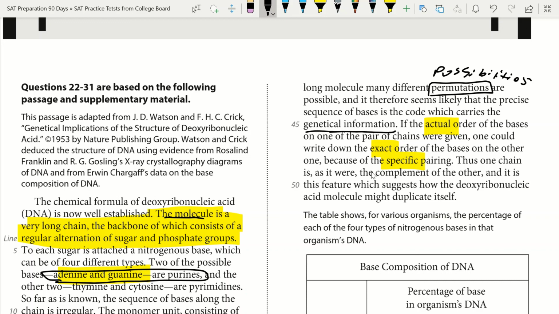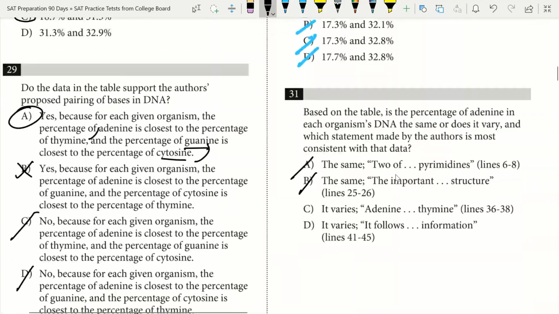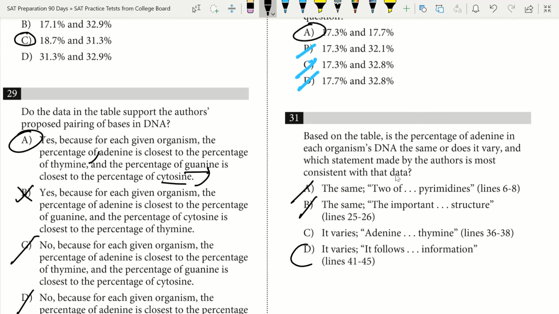So it's saying that that gene code is going to be different for each one. There's going to be variance there. So that would be perfect evidence for our statement. So 31 then must be D. It varies, and then lines 41 through 45.